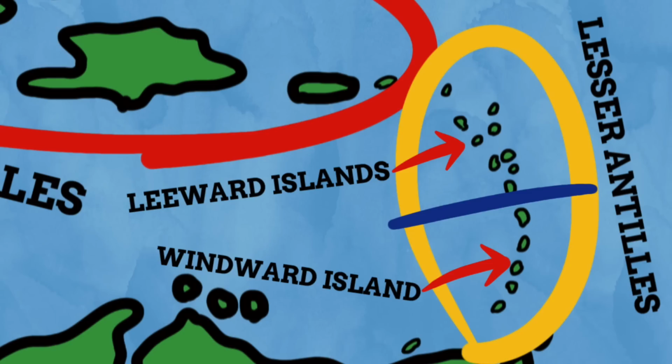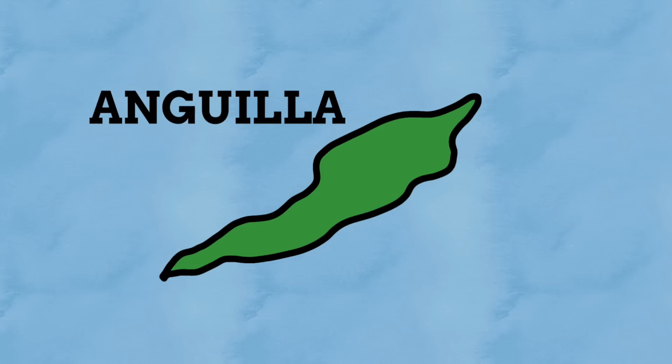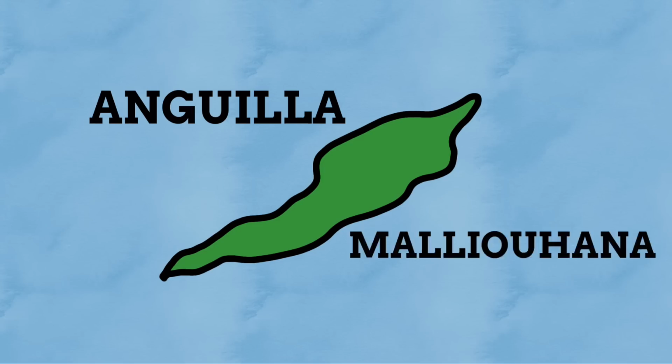We have the Leeward Islands of the Lesser Antilles, and within the Leeward Islands we have the island of Anguilla, which is a British overseas territory. Its indigenous name, however, is the Arawak Maliohuana, and this name means arrow-shaped sea serpent, perhaps due to a legend of a sea monster in this area.